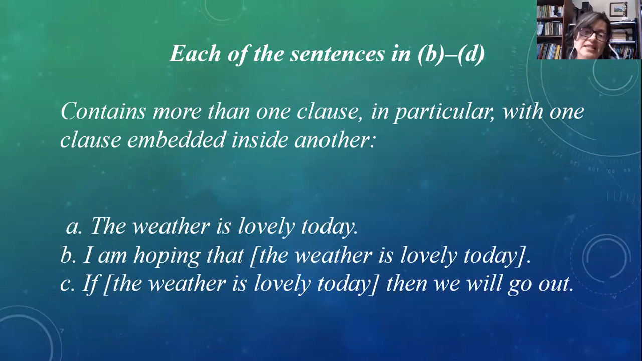For example, you have a sentence: The weather is lovely today. Yes, this is a sentence, and you can only see one clause. But in example B, I am hoping that the weather is lovely today, you can see a clause inside the sentence. And the other example, if the weather is lovely today, then we will go out. And you can find a clause inside the sentence, embedded inside the other.